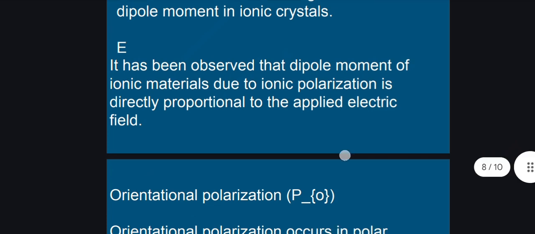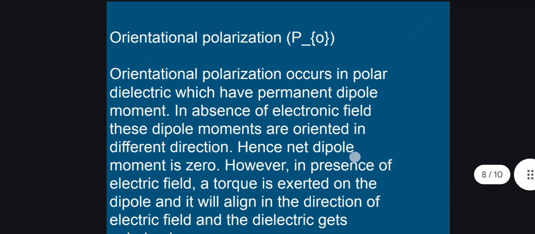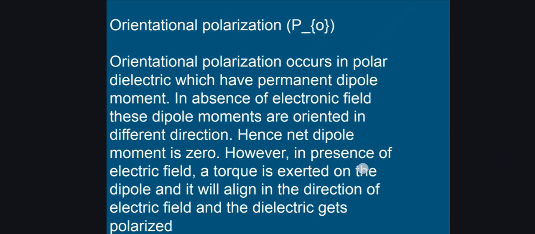After this, the next one is orientational polarization. Orientational polarization occurs in polar dielectrics which have permanent dipole moment. In absence of electric field, these dipole moments are oriented in different directions. Hence, net dipole moment is zero. However, in presence of electric field, a torque is exerted on the dipole and it will align in the direction of electric field and the dielectric gets polarized.